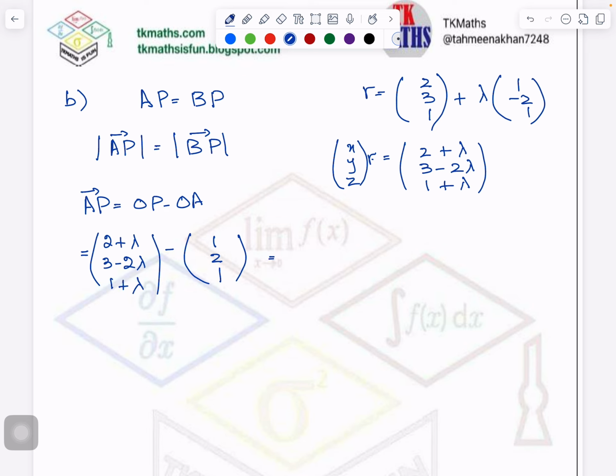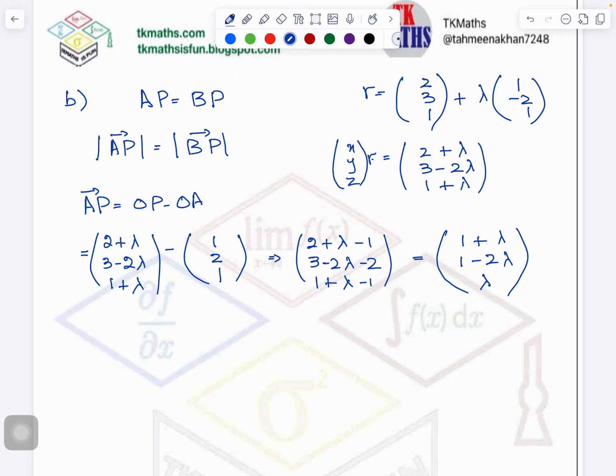Okay. So it will be 2 plus lambda minus 1, 3 minus 2 lambda minus 2, 1 plus lambda minus 1. What it will become? 1 plus lambda, 1 minus 2 lambda, lambda. 1 cancels out. So this is my AP. Similarly, I will find out BP also so that I can take modulus of each one of them and put them equal to each other according to this condition.